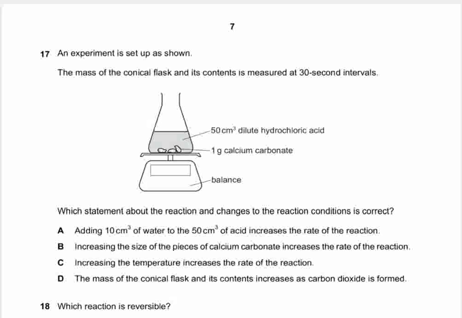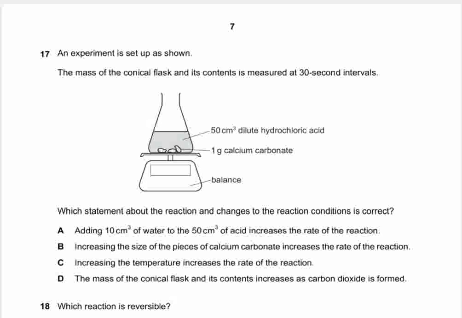Increasing the size of the piece of calcium carbonate. If you increase the piece size, the surface area decreases, so the rate of reaction will not increase. Instead, if you are adding granular or powder calcium carbonate, that might increase the rate of reaction. Definitely it will.